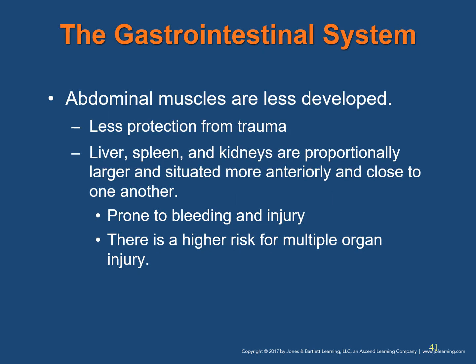The gastrointestinal system. Abdominal muscles are less developed in pediatric patients. Less protection from trauma. Liver, spleen, and kidneys are proportionally larger and situated more anteriorly, so they are prone to bleeding and injury. Because organs are positioned closer to each other, there is a higher risk for multiple organ injury caused by minimal direct impact.